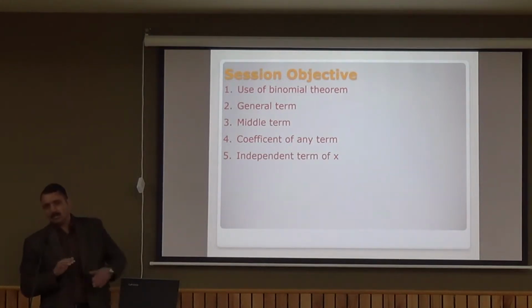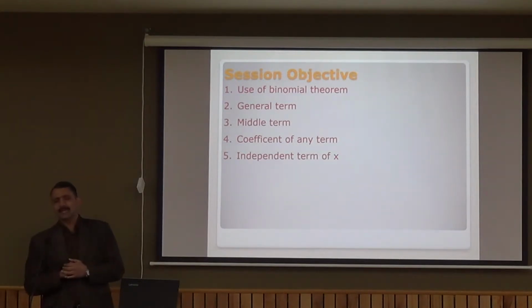What was the formula of (a+b) whole square? a² + 2ab + b². In the same way, (a+b) whole cube was a³ + 3a²b + 3ab² + b³. Now the question is, if we have to find the expansion of higher powers.